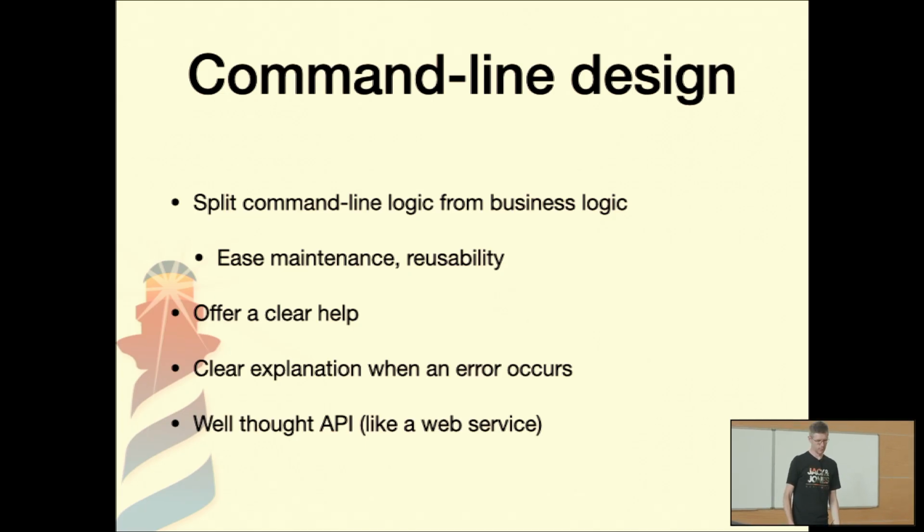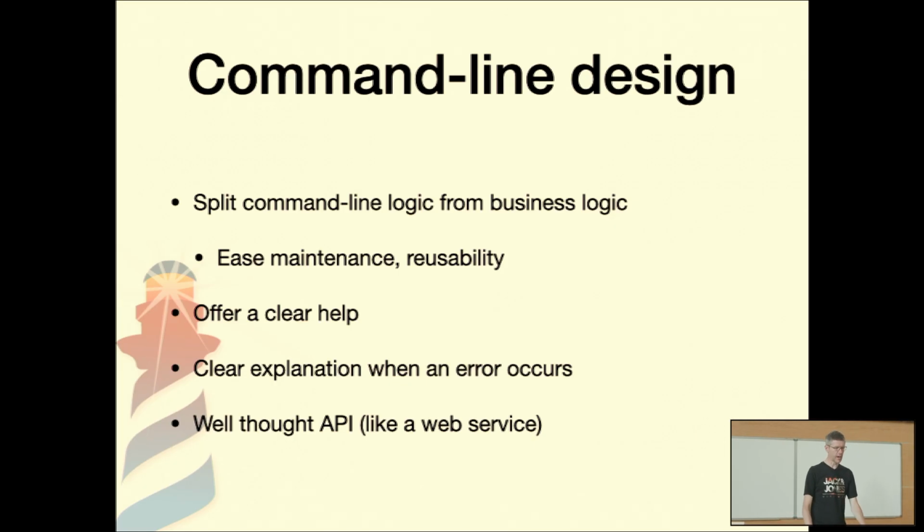So now you know almost everything about clap. I will just give you some advice to create a command line application. So one advice should be to split the command line logic from your business logic. So the command line should be really tiny, small, and just do some calls to your business logic, for the maintenance and the reusability. You should offer a clear help. For that, the default utility add help on clap is really useful. You just need to add a good description to your command and flags and so on. A clear explanation when an error occurs, so that your user understands what goes wrong.